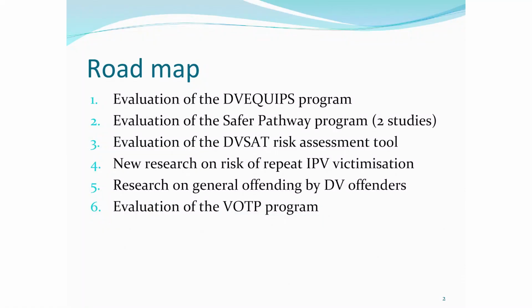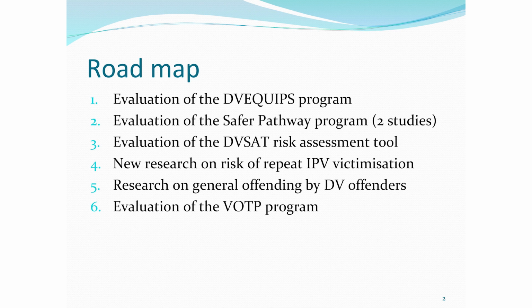So the roadmap is I'm going to talk to you about a corrections program first called DV Equips and talk about the effect that had on reoffending. Then the Safer Pathway program, most of you would be familiar with. There are two parts to that evaluation I'll go through. The third is a DV-SAT risk assessment tool. That's the Domestic Violence Safety Action Tool. That's a critical part of the Safer Pathway program. That's the basis on which people are identified as being at serious threat and therefore referred for action on the part of coordinated response on the part of agencies.